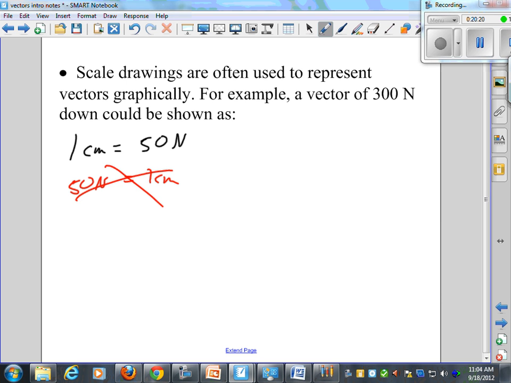And if it's straight down, so how am I going to draw this? Well, I'm going to draw a line straight down. That's how long? 6 centimeters long. I get a ruler and I draw a line 6 centimeters long, straight down. Makes sense? So you're going to have to be able to draw scale drawings of vectors. It's pretty easy.